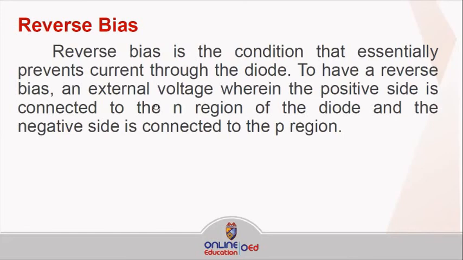To have a reverse bias, an external voltage wherein the positive side is connected to the N region of the diode and the negative side is connected to the P region. Okay, kapag tinawag nating reverse bias na condition is yung external voltage wherein yung positive side is connected to the N region. Kabaliktaran naman dun sa forward bias. Then yung negative side naman is connected to the P region. Then mangyayari na yung reverse bias na condition. Okay, next.